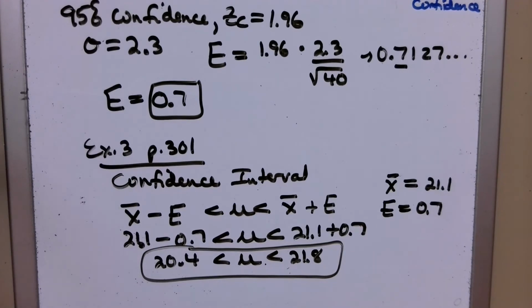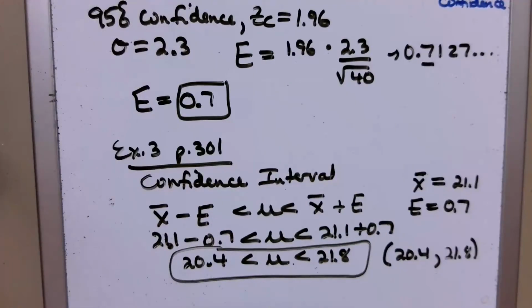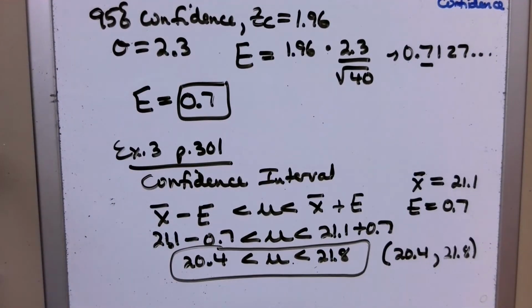Now, the way the book and my stat lab sometimes show it is in interval notation. Those of you who took algebra in high school or took Math 92 with us, the way to show this compound inequality in interval notation is to have the left endpoint 20.4. It's not included because it's not or equal to, so parentheses, comma, the right endpoint 21.8 with a parentheses. So that's example 3.